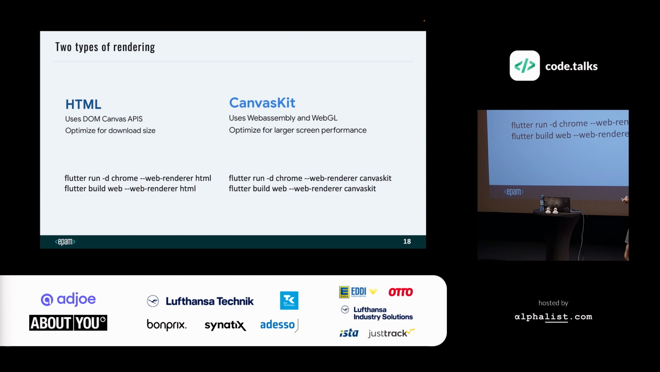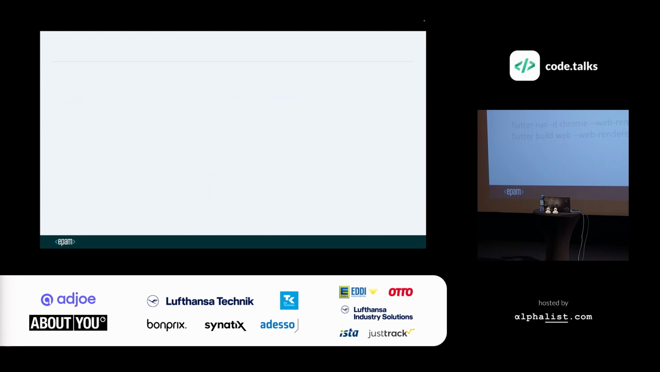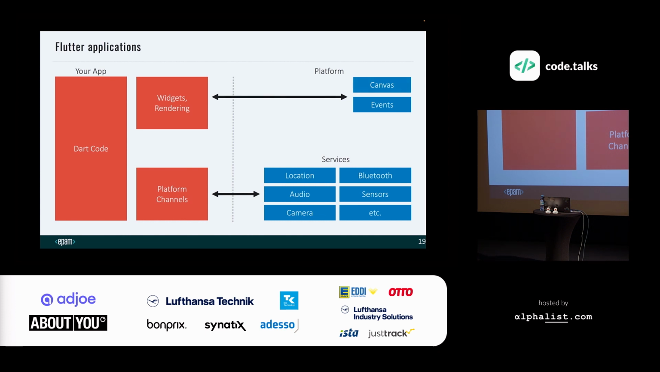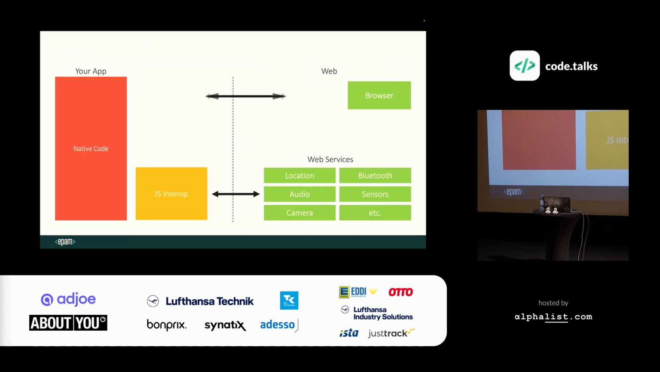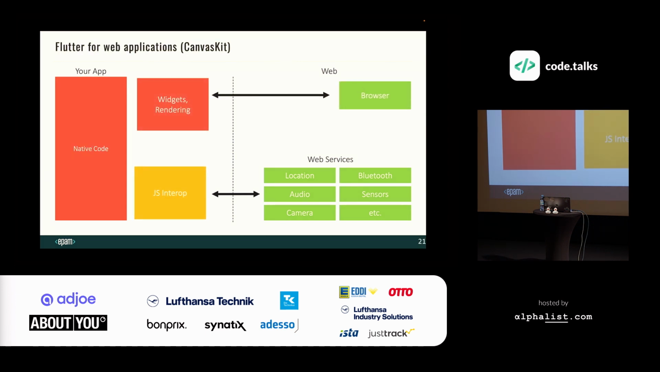And CanvasKit doesn't create a DOM. It uses only one canvas component and renders everything in that one canvas. It just connects Skia as WebAssembly and renders everything using WebGL. So how does it look for web? For HTML rendering, we have a generated DOM that renders in the browser. For CanvasKit, it's without any DOM, rendering everything on a canvas.